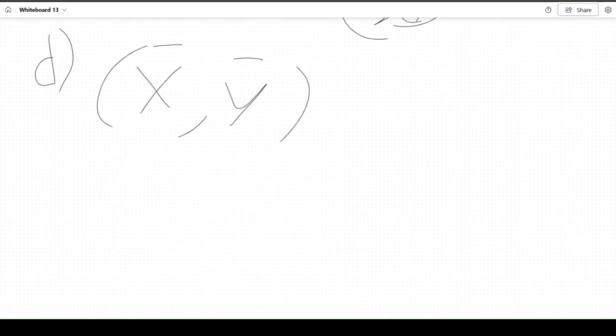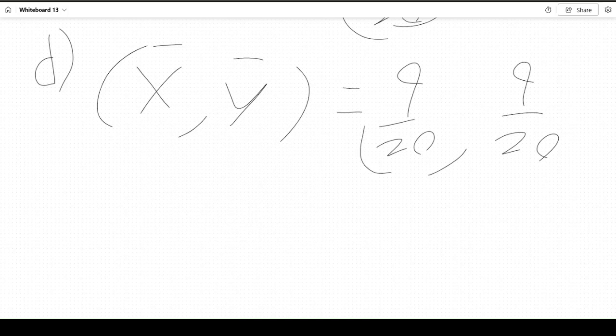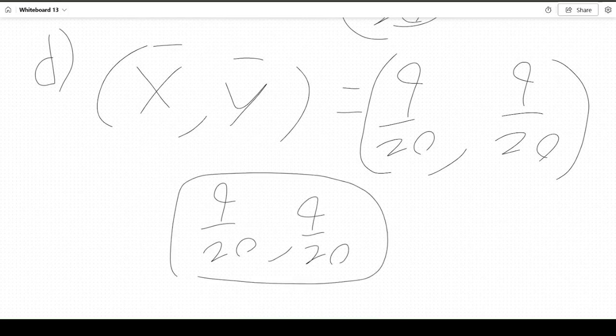And now our final step is just plugging our answers in. So for x we got 9 over 20, and our y was 9 over 20 again. So this is our final answer. For this, you have to practice. Just use the formula sheet for reference, and you'll be set.